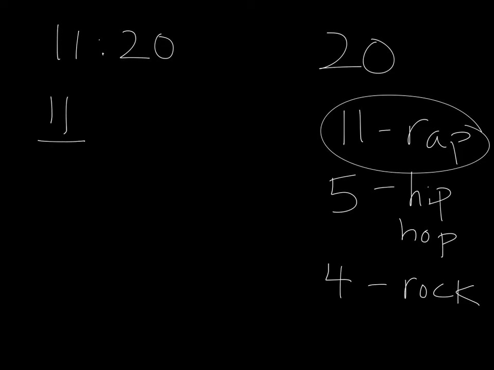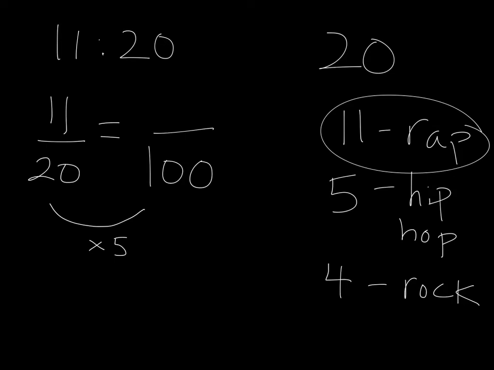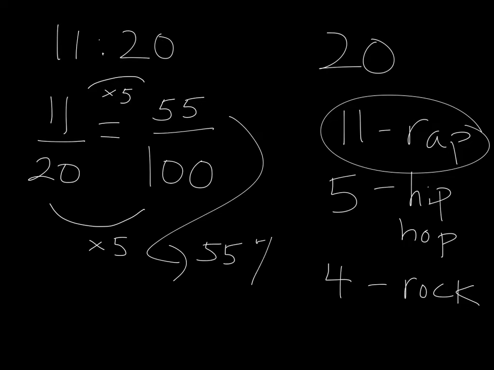Now I'm going to write it as a fraction. If I'm trying to find the percentage, it needs to equal something over 100, because when we're dealing with percentages, the bottom number always has to be 100. So what do I do to 20 to get to 100? We multiply it by 5. Whatever we do to the bottom, we do to the top. 11 times 5 is 55, which means that 55% of the class like rap.